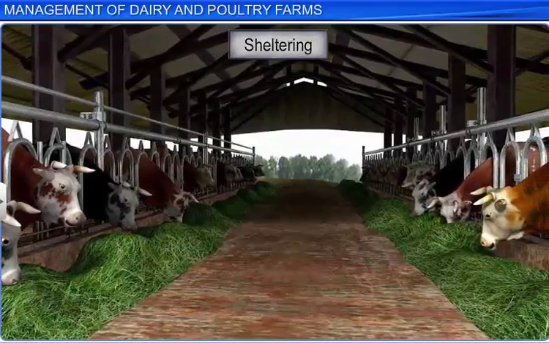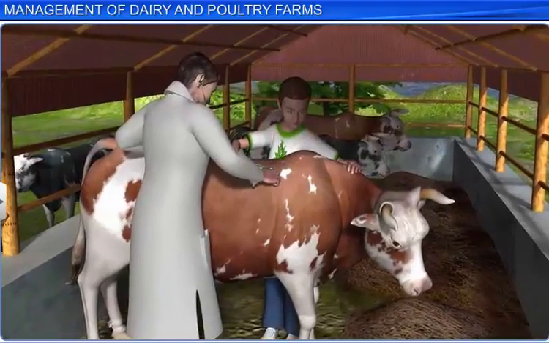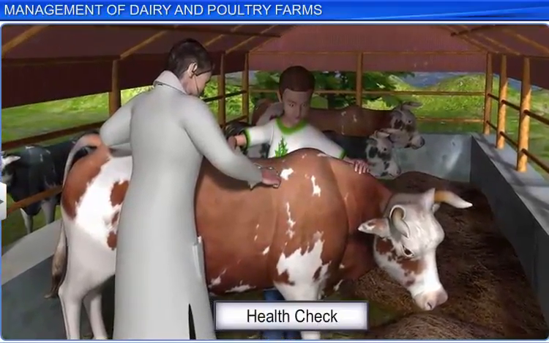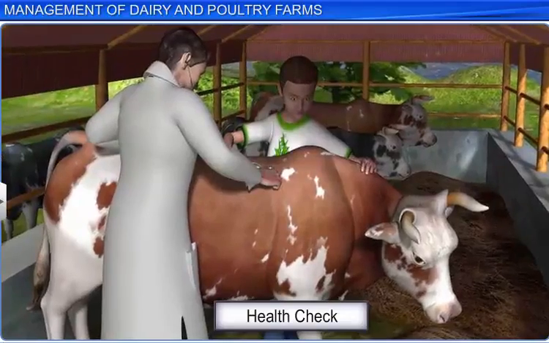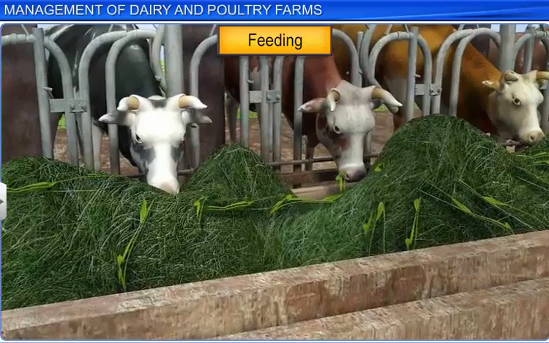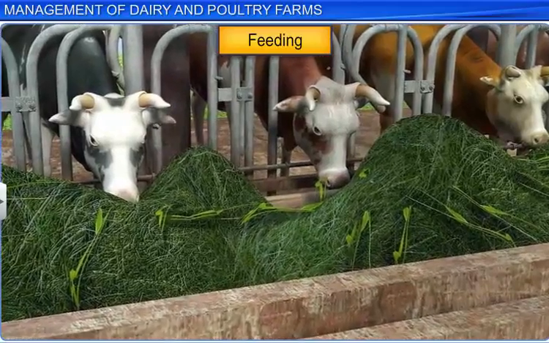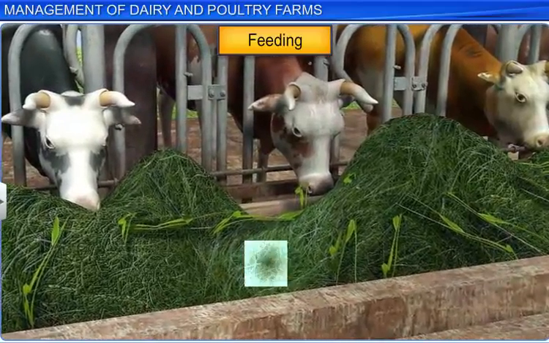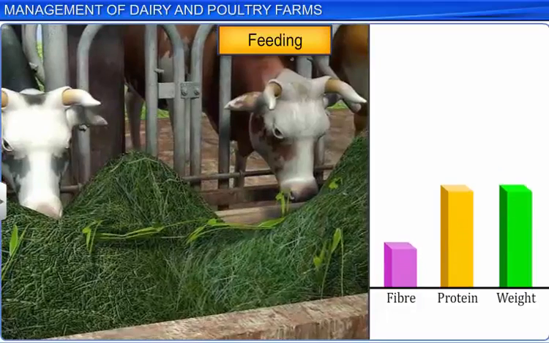It is also very important to keep a check on the health of the cattle through regular visits of a veterinary doctor. Their feeding is carried out in a scientific way, involving the supply of fodder that is checked for specific quantity and quality.